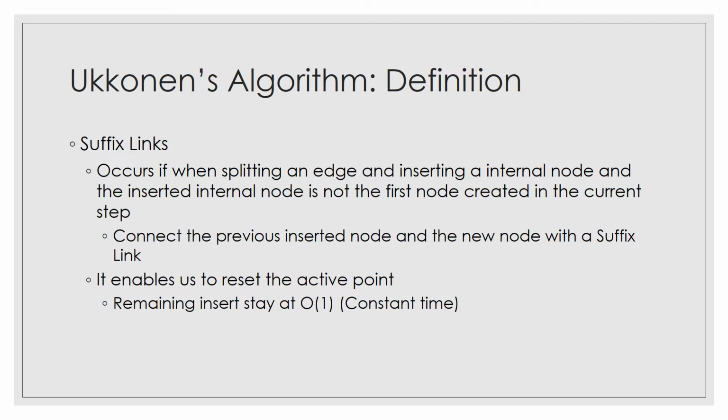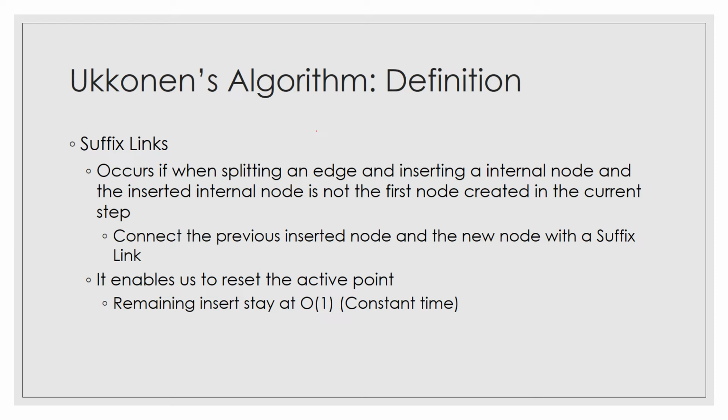Now, what are suffix links? These usually occur when splitting an edge and inserting an internal node, and the inserted internal node is not the first node created in the current step. Meaning there's a scenario where we are inserting a character, but it's not the first time. We'll have to insert it and do splits on multiple edges. This in return creates suffix links amongst those edges. It connects the previous inserted node and the new node with a suffix link.